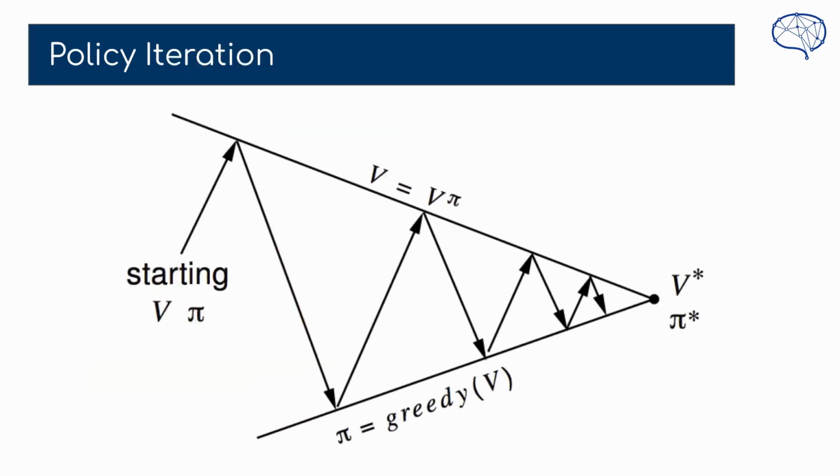So you're starting with a policy, you update your value function, you come down, update your policy, act greedily, update your value function, update your policy, and eventually you will converge to an optimal one.